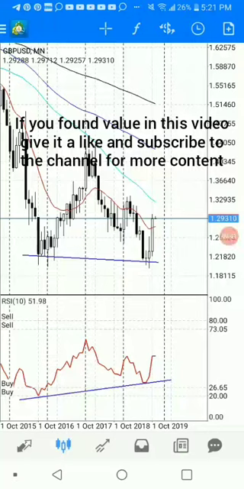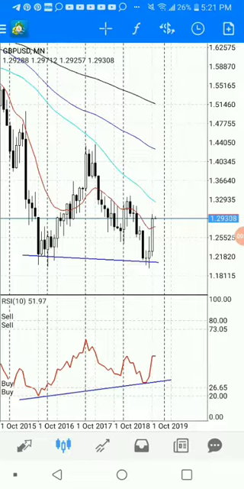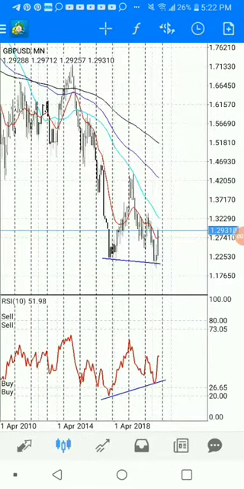So this is going to be a quick recap, a quick review on two pairs, GbpUsd and AudUsd. We're going to start with the monthly time frame and we're going to go down. So this is GbpUsd monthly time frame. Price has developed some divergence, as you can see, some bullish divergence.